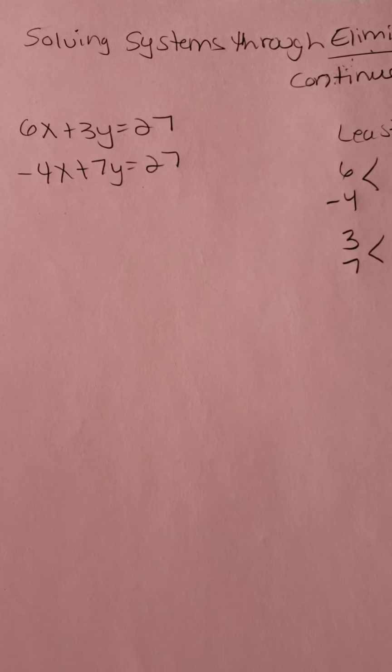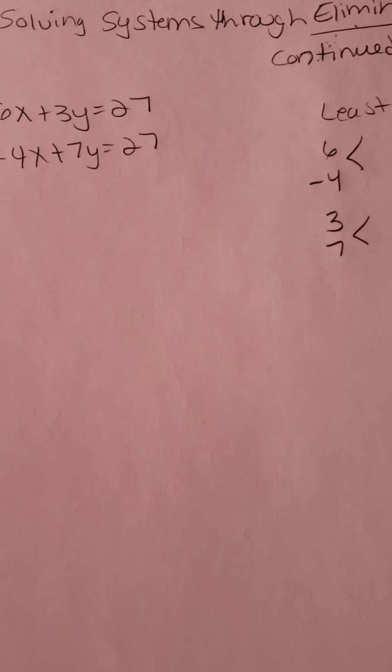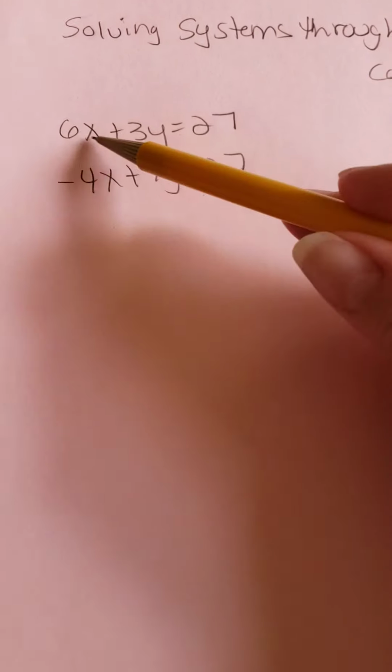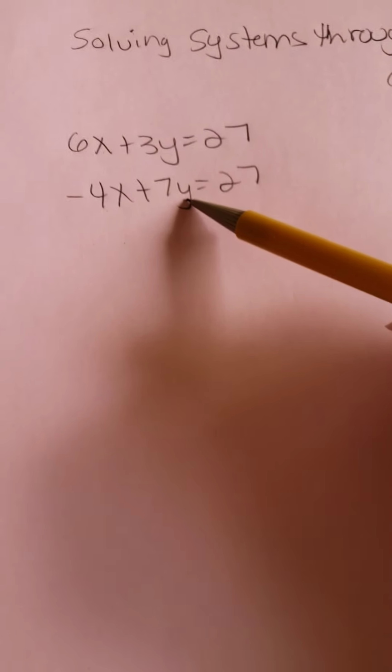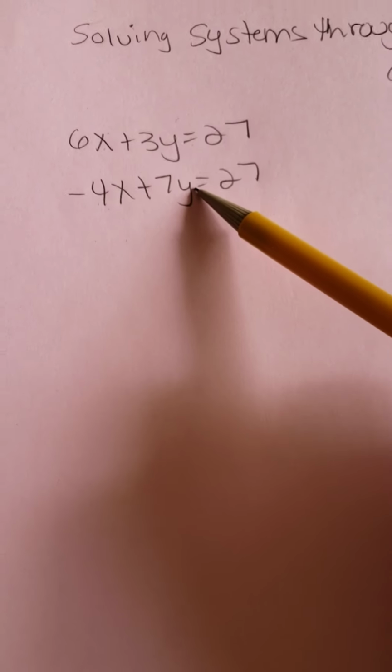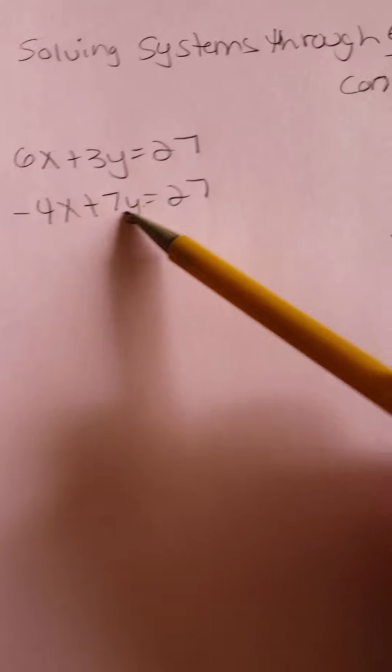Okay, so we are going to continue to solve systems through elimination when we're not given opposites. So if you look at this system, you'll see that the x's are not opposites and the y's are not opposites. So you have to get opposites. You either need opposite x's or opposite y's. So remember, that's when you need to do the least common multiple.